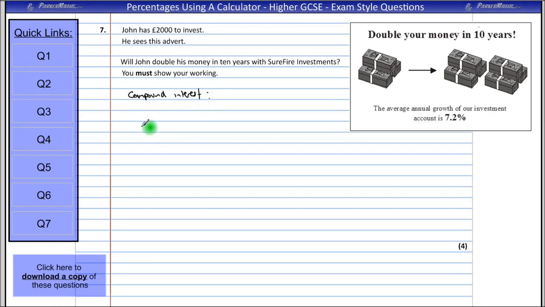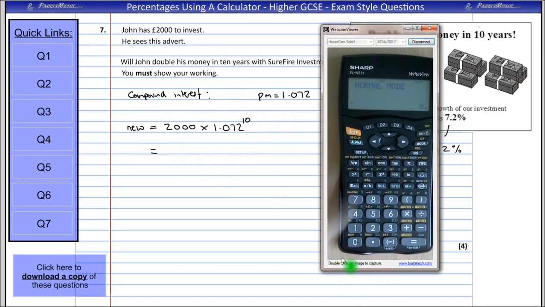And we start with our original amount, which is £2,000. So the new amount, which is after 10 years, will be £2,000 multiplied by our percentage multiplier. Well, we've got 7.2%, so our new amount each year will be 107.2%. So our percentage multiplier is 1.072. So that's what we're going to multiply. But we're going to do that for 10 years. So timesing this by itself 10 times is like doing it to the power of 10. So we've got 2,000 multiplied by 1.072 to the power 10. And if we do that, we get £4,008.46.